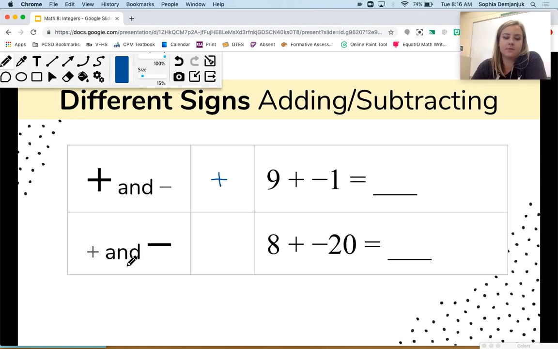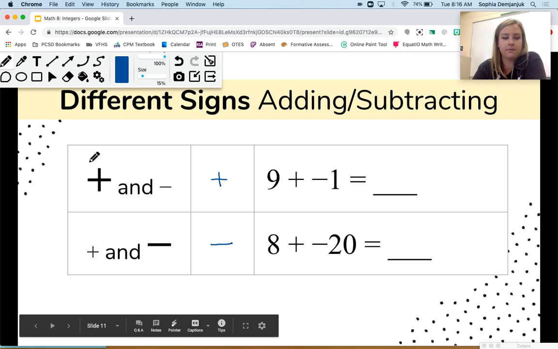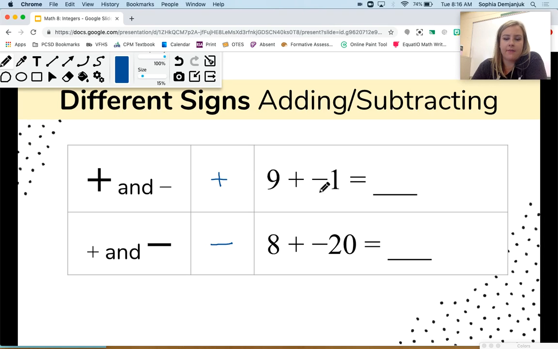And then in this next row, you have a positive and a negative, and the negative is way bigger. So when the negative number is bigger, your answer is going to stay negative. So looking at this top row, I have 9 plus -1. Just looking at the absolute value, so 9 and 1, which number is bigger? And that's this 9. Since 9 is positive, my answer is going to stay positive. And then I just subtract my two numbers. 9 minus 1 gives me 8.